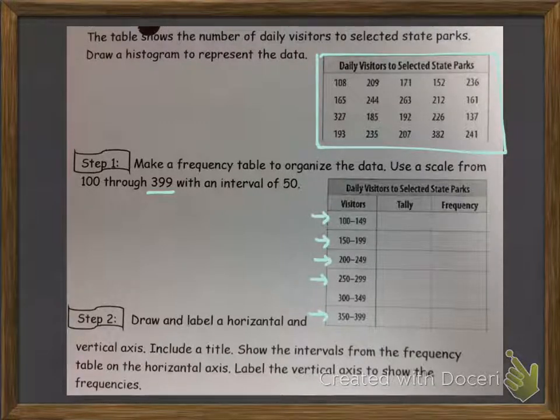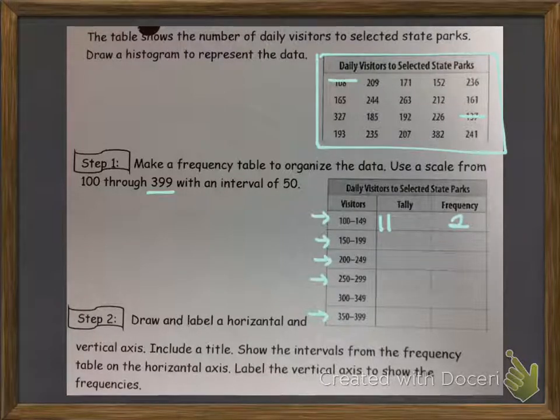And we have 2 visitors, so we would put 2 tallies, 108 and 137. Our frequency is how many tallies you have. How many parks had that? And that's 2. 2 parks had that range.